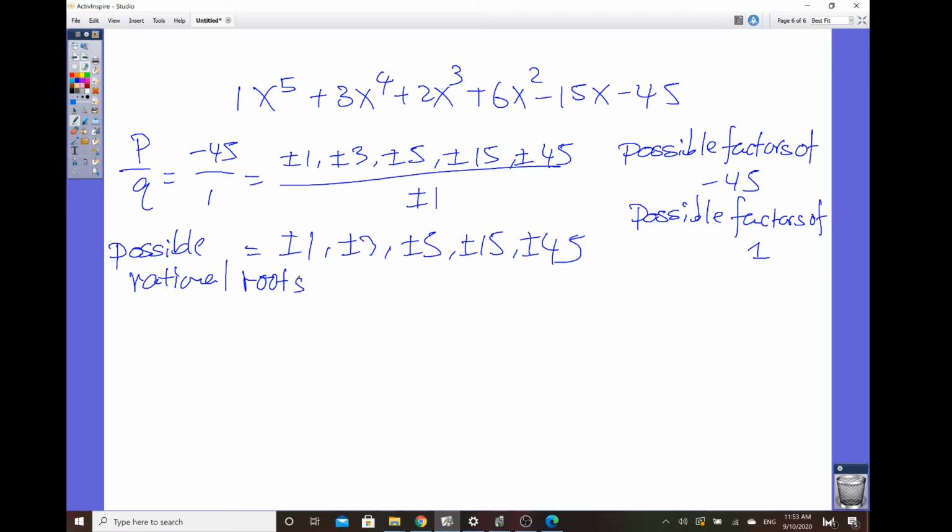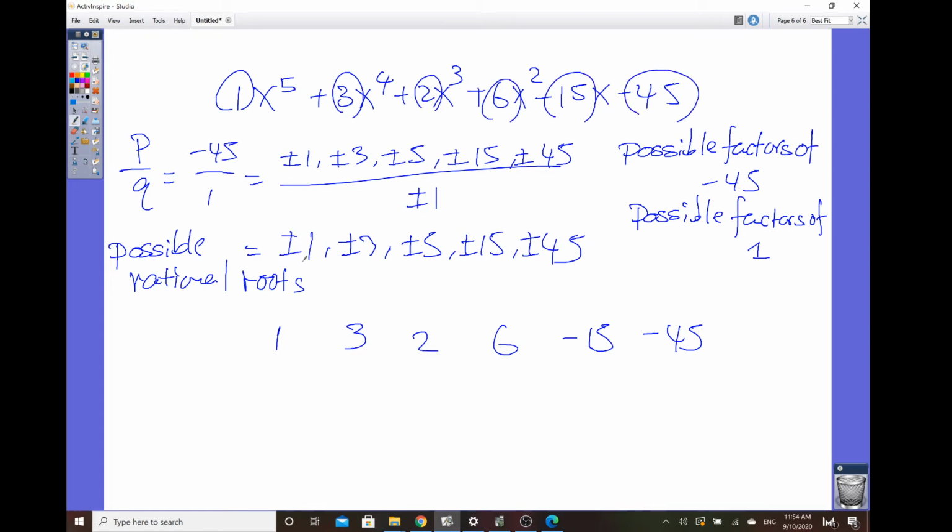Okay, so now the next thing you want to do is perform the synthetic division with the quotient. So let's just bring down the coefficients. We got 1, 3, 2, 6, negative 15, negative 45. So basically just bring down all the coefficients here.